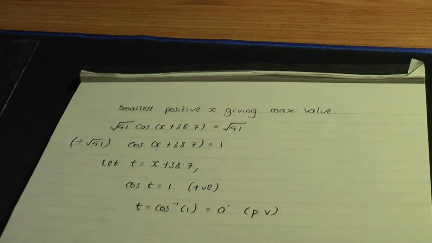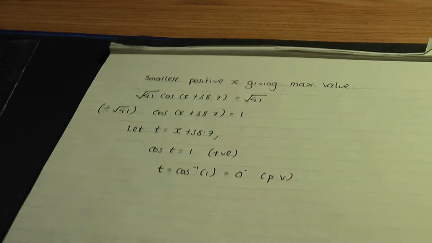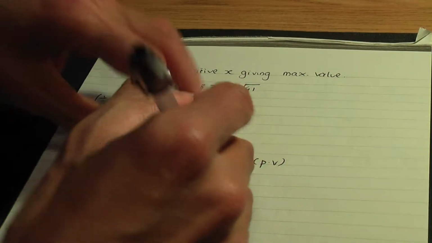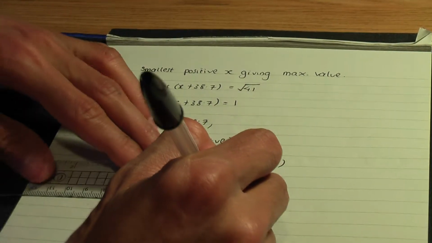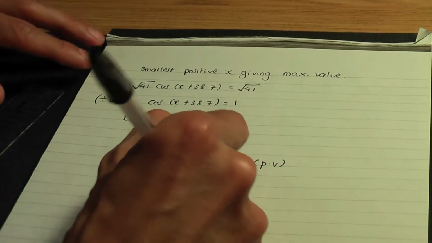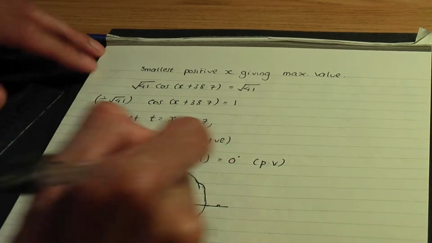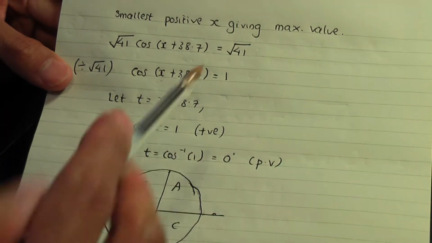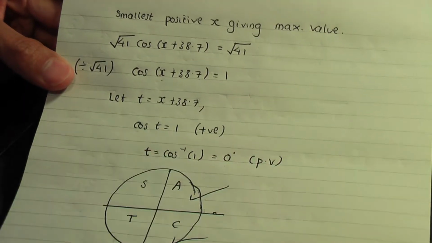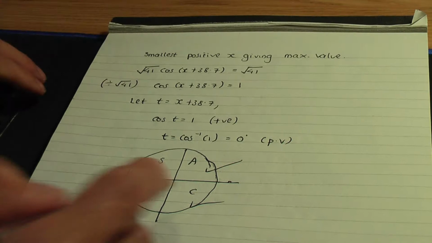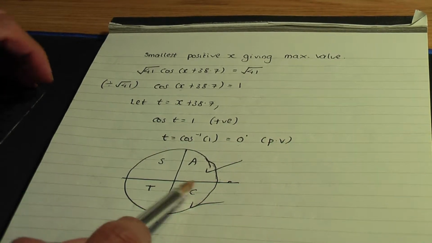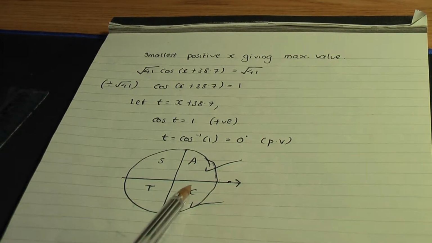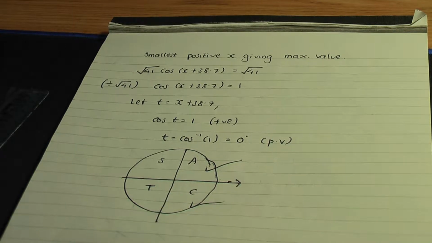Cos 0 gives us 1. Let me draw the cast diagram here. Let's include some quadrants: all, sine, tan and cos. We're going to plot 0 where cos is positive. Cos is positive in the first and fourth quadrants. So 0 degrees from the horizontal in the first quadrant is here, and 0 degrees from the horizontal in the fourth quadrant is also here.